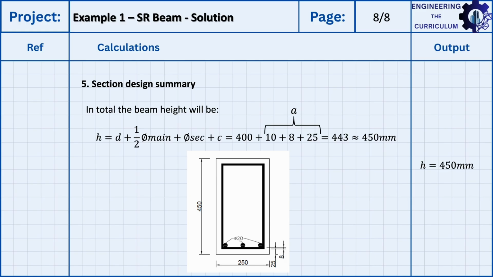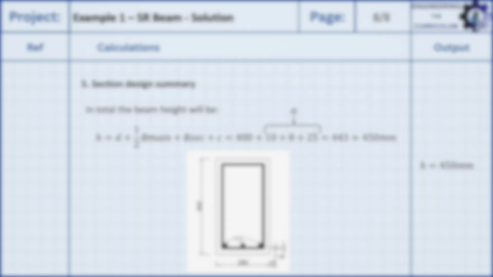Now that would be a very, very strange height to cast, so we would opt for a height that is reasonable, probably in this case around 450 millimeters. And that is how our section would look. We've got a concrete section of 250 by 450. We've got our secondary steel of 8 millimeters. We've got a cover of 25, and we've got 3 bars of 20 with a 60 millimeter spacing between them. And that is the solved singly reinforced beam.